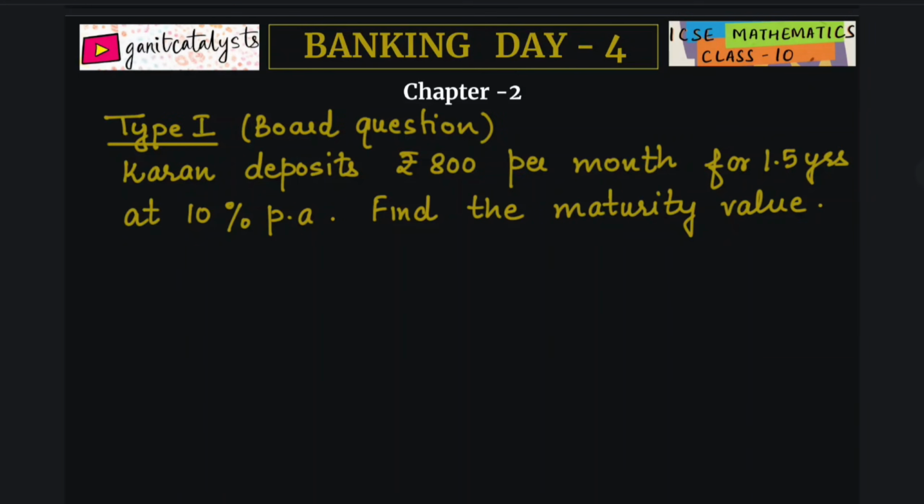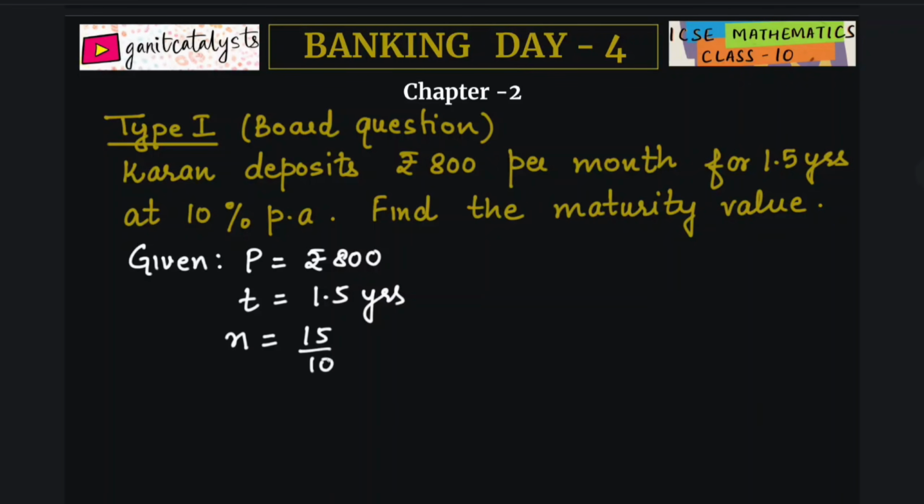Let us tackle a classic type 1 board question. So read along with me. A person deposits rupees 800 per month for 1.5 years at 10% per annum. Find the maturity value. So write down the given values. Given is P equal to rupees 800. Now the time is 1.5 years. So convert it into months. This is 15 by 10 into 12, so it is equal to 18 months. And the rate is equal to 10% per annum.